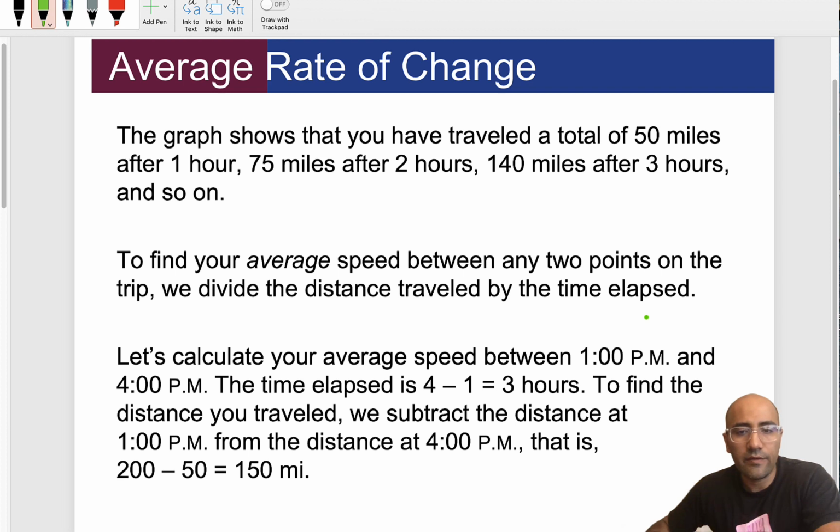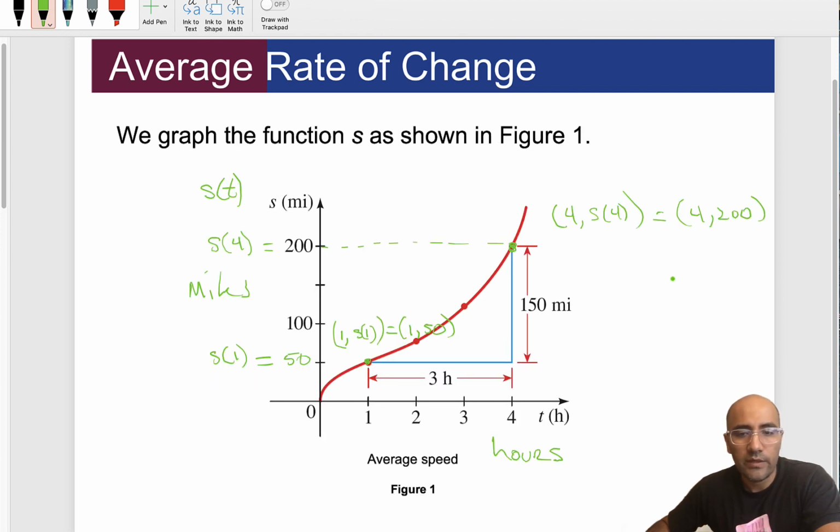To find the average speed between any 2 points on the trip, we divide the distance traveled by the time elapsed. So, for instance, if we were looking at the average speed between hours 1 and 4, that's what this is describing here. Between hours 1 and 4, we want to look at the slope of the line that connects these 2 points.